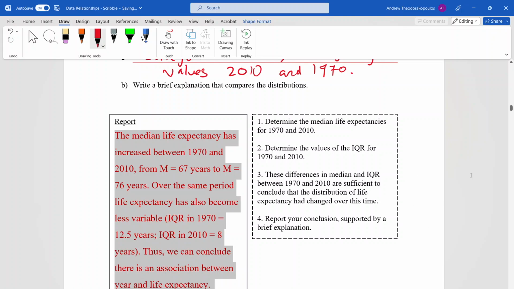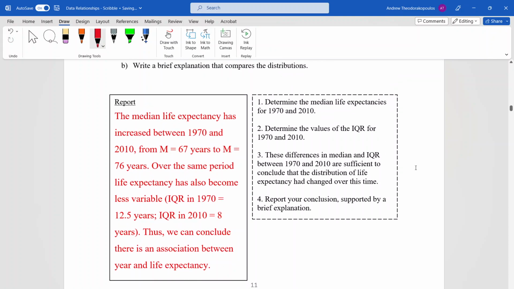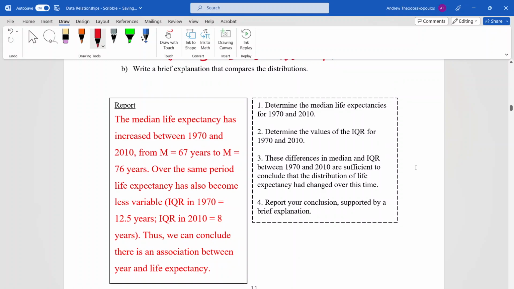Okay, so now if we're going to write a brief explanation that compares the distributions. Firstly, we can talk about the median. Once you work it all out, the median has increased from 1970 to 2010, from 67 to 76. Over the same period, life expectancy has also become less variable. So whenever we talk about IQR, talk about variability. It's gone from 12.5 down to 8. And therefore, we can conclude that there is an association between year and life expectancy.